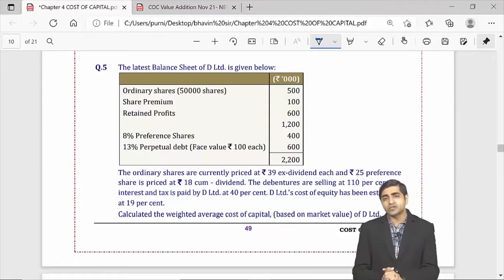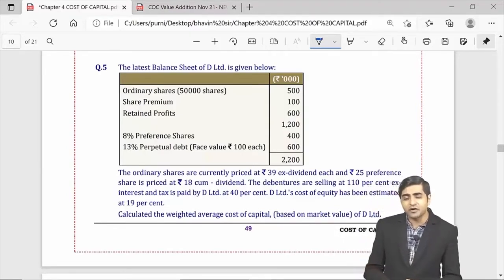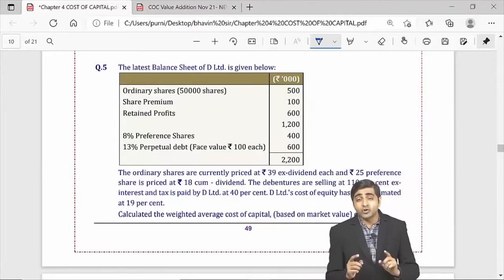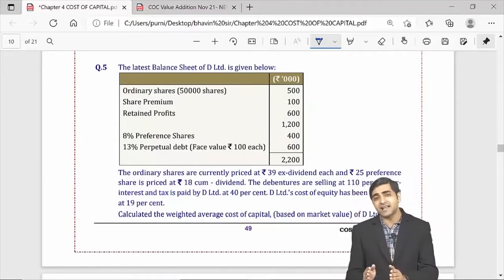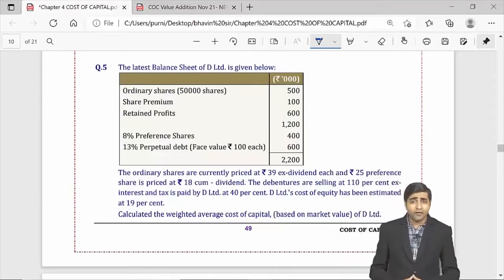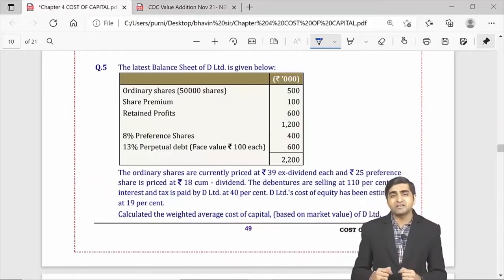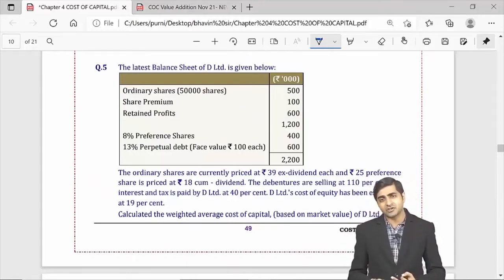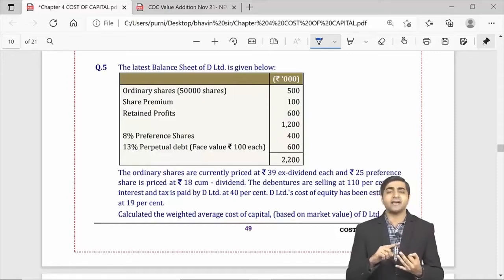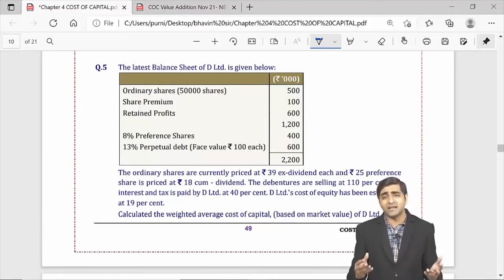So in such a situation, when you are required to calculate the overall cost, it is very important for you to first understand what should be the weights we should assign on the basis of which your overall cost will be calculated. For example, if you want to calculate the overall cost for a particular company which has three instruments in the capital structure: debt, preference shares and equity shares, we need to check in what proportion this debt, preference shares and equity is being raised.